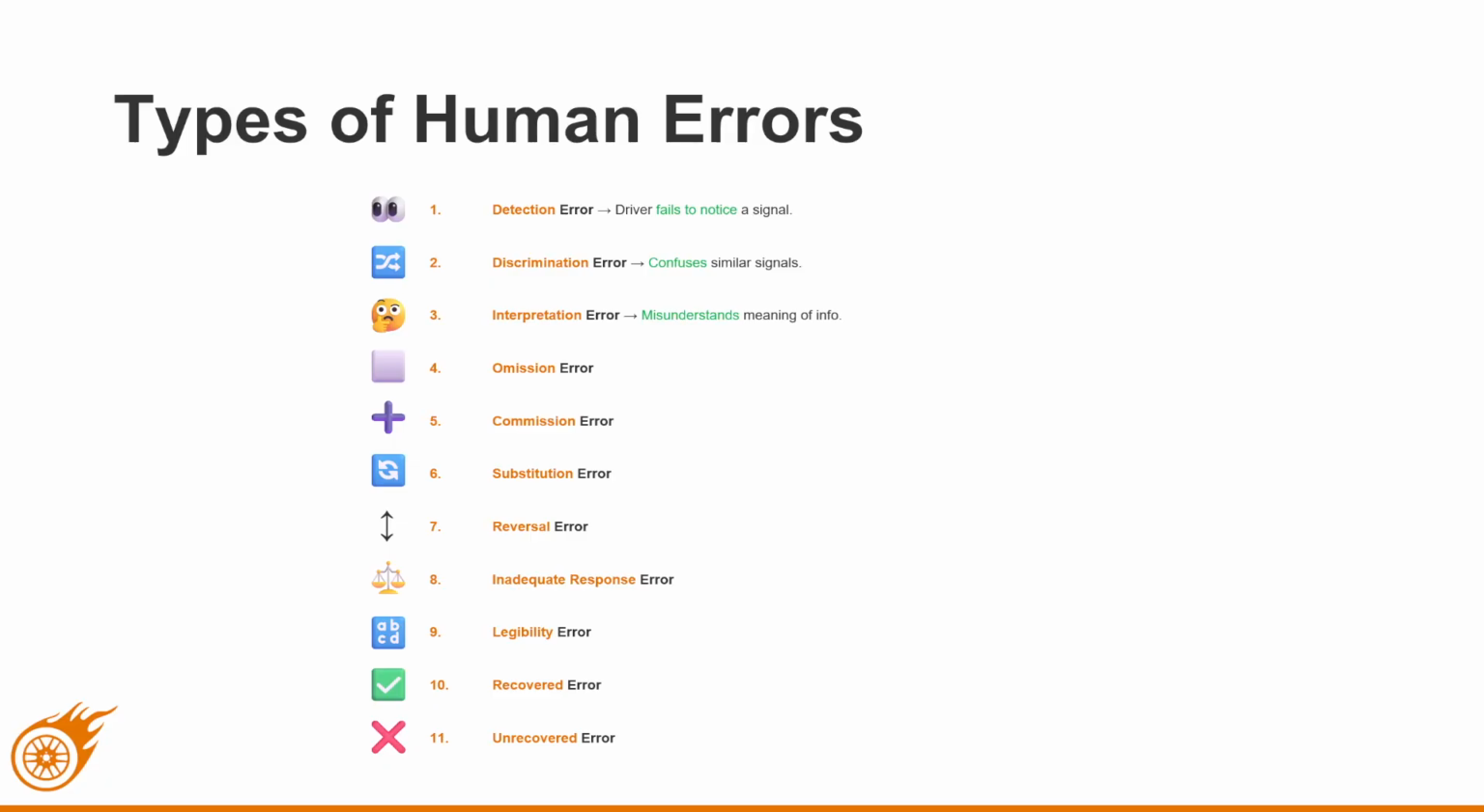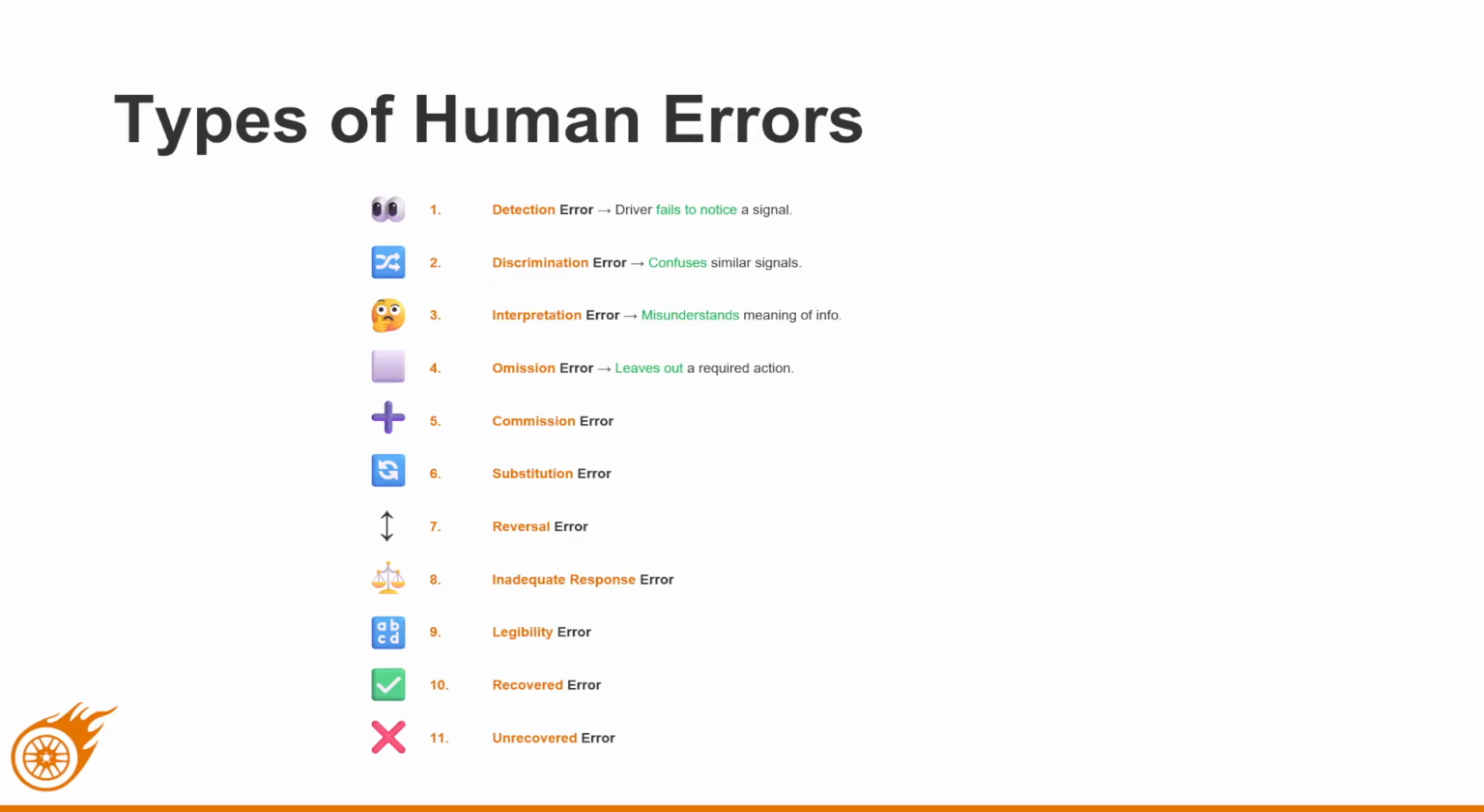Interpretation error is when the driver notices the signal but misinterprets its meaning. So feedback should always clearly indicate vehicle behavior. If you hear a tire squeal and think it's understeer when it's actually oversteer, provide a dashboard display that tells the difference between the two. Help the driver with less mental workload.